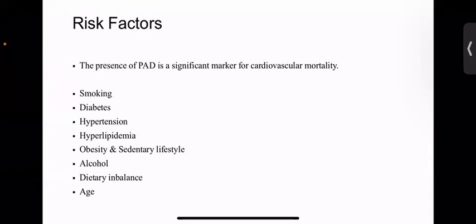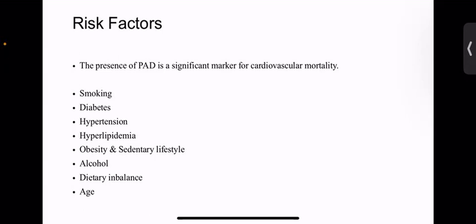Dietary imbalance, where there's excess consumption of junk food, fats and oils, and particularly carbohydrates, is also another risk factor for the development of metabolic syndrome as well as peripheral artery disease, because excess carbohydrate is usually converted to fat and then will escalate the whole process of the disease.